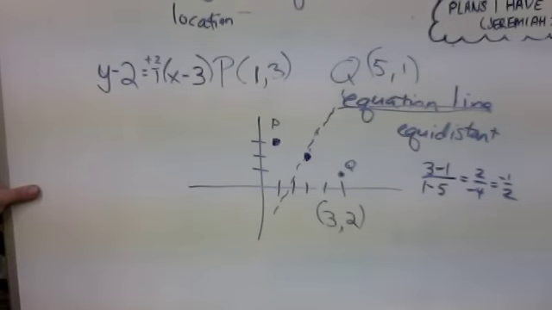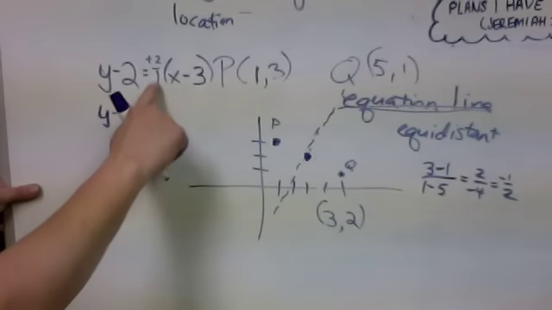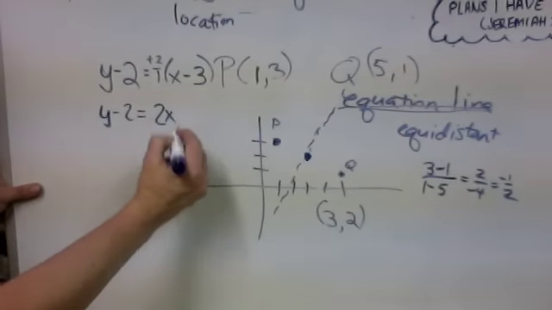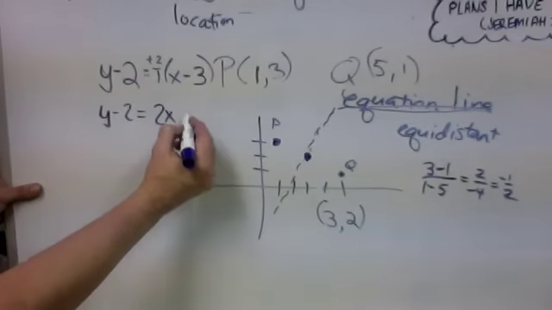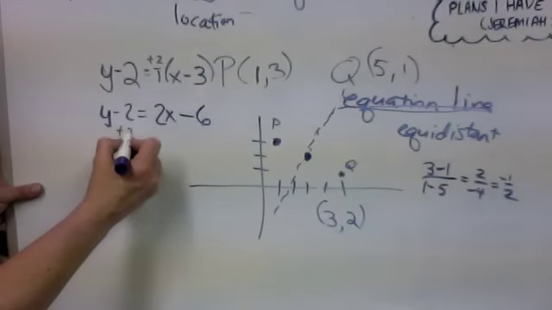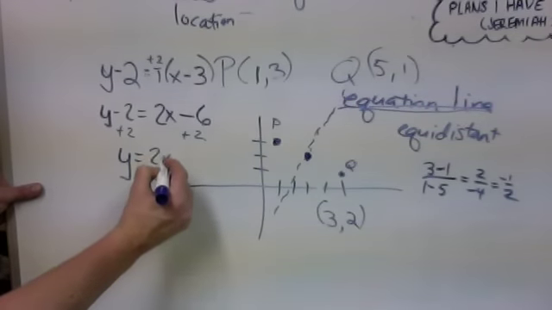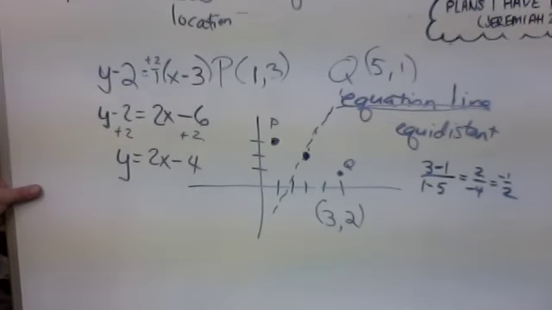Now, does this answer make sense? Well, let's simplify this a little bit. This is y minus 2. I'm going to do the distributive property here. What's 2 times x? That would be 2x. And what's 2 times a negative 3? That would be negative 6. If I now add 2 to both sides here, I get the equation y equals 2x minus 4.